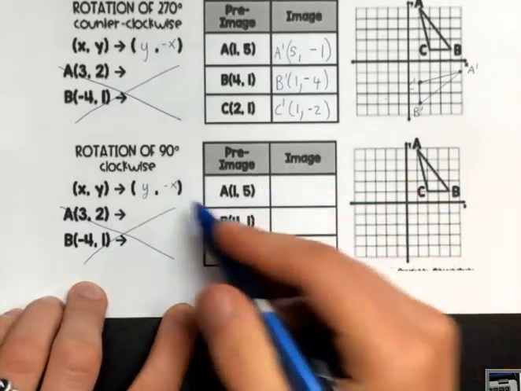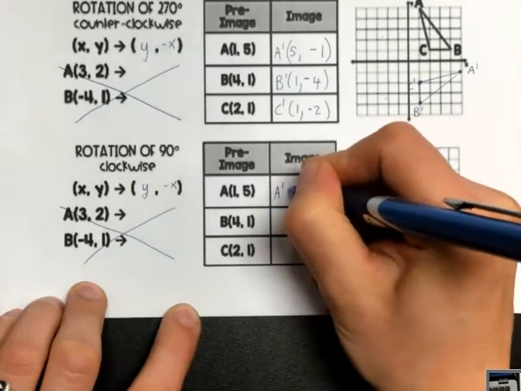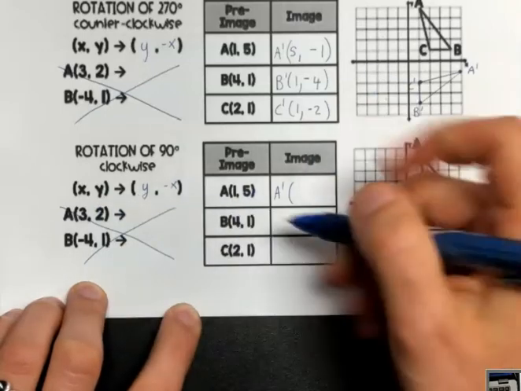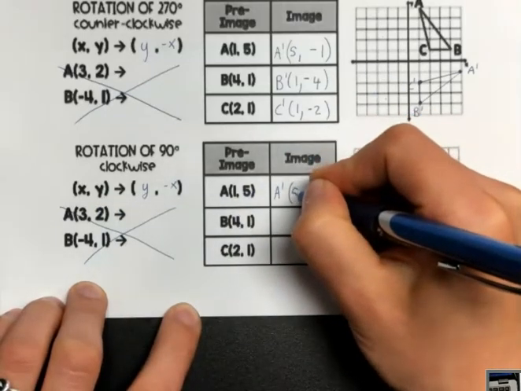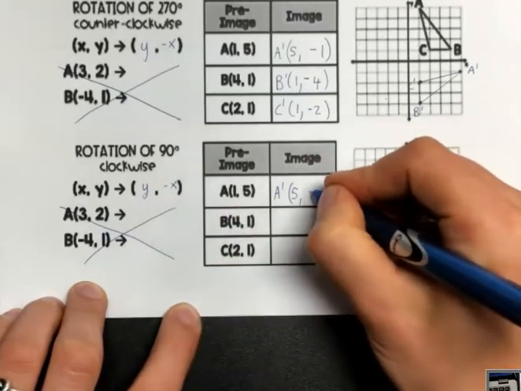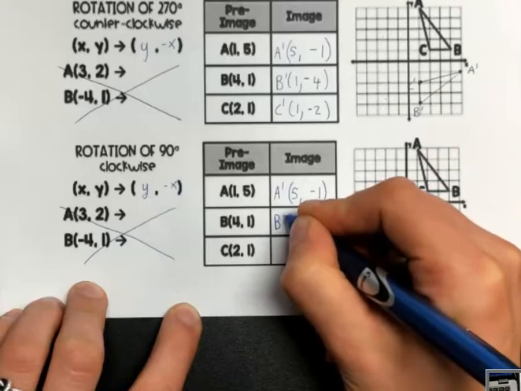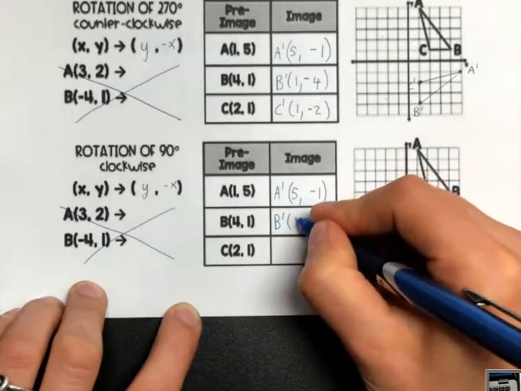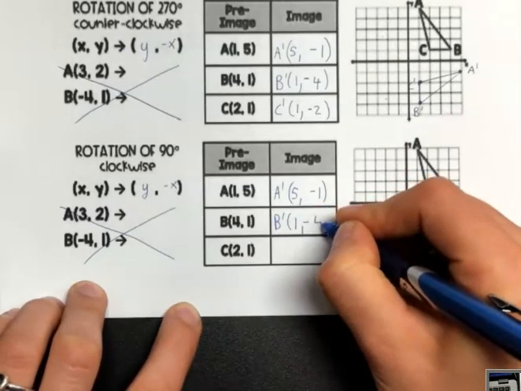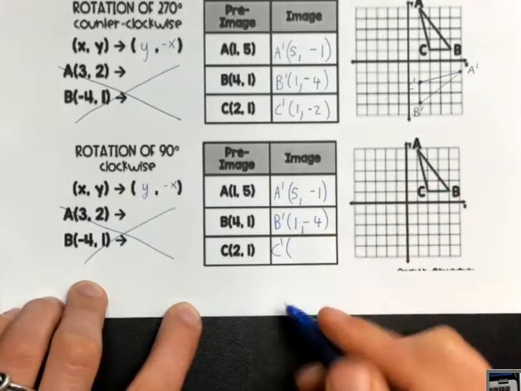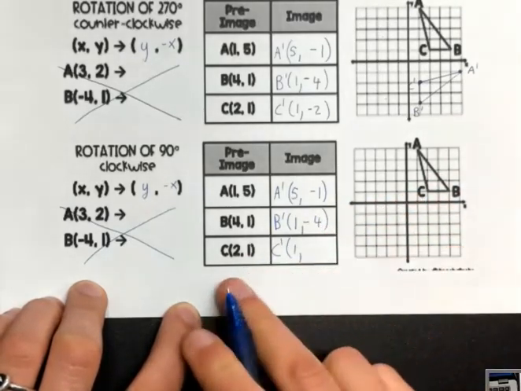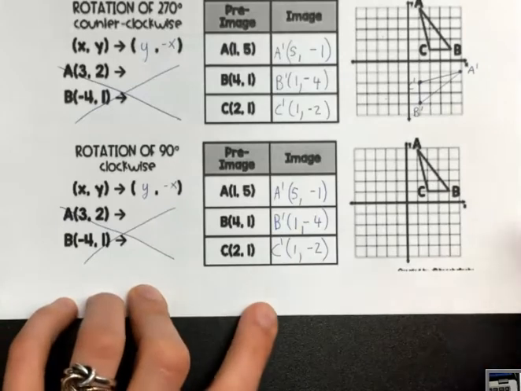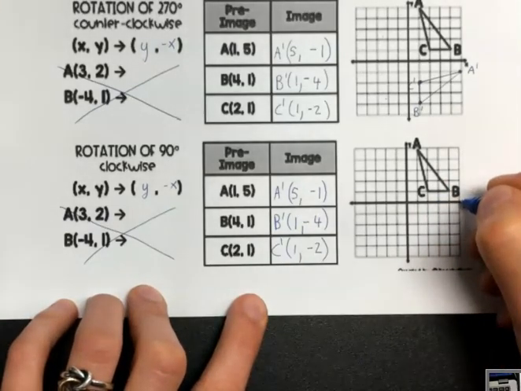All right, and then I'm going to put my y term first. So A prime has my y was 5, so 5, and then I'm going to make my x term negative, so negative 1. B prime, I'm going to put my y term first, so y was 1, and then I'm going to do a negative x. And C prime, I'm going to put my y first, which was 1, and then I'm going to go ahead and do a negative x. Now I just got to graph this. So 5, negative 1.